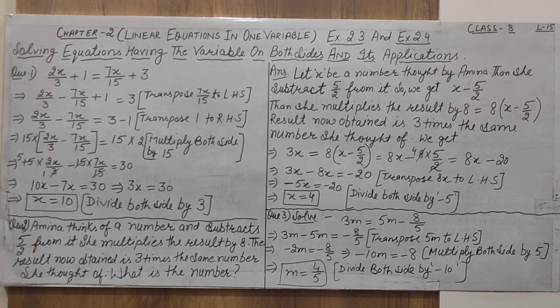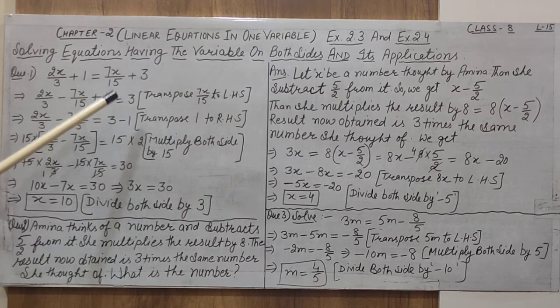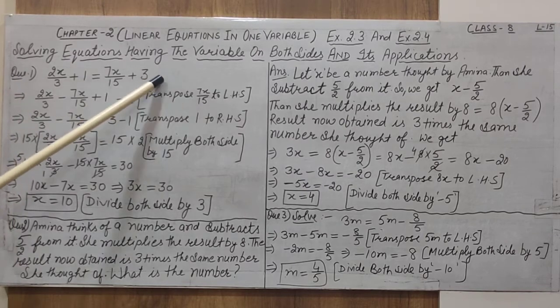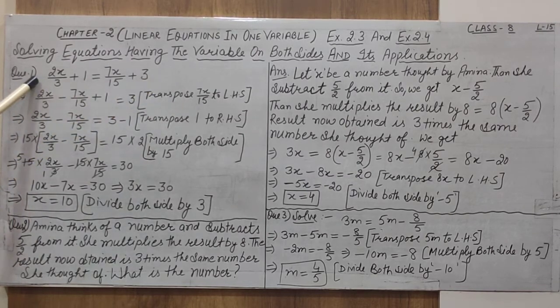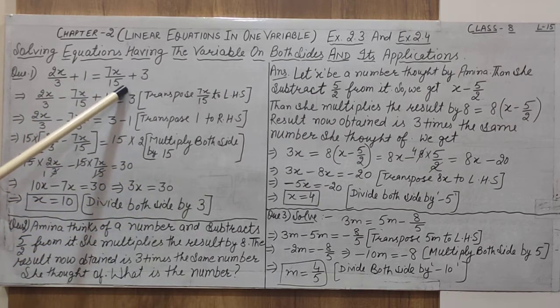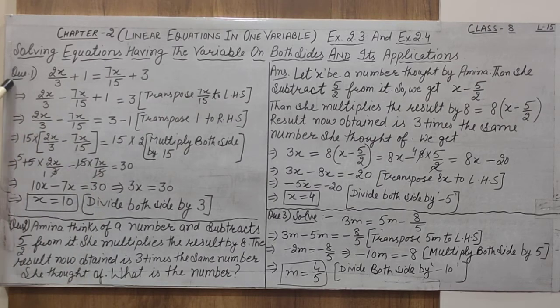As I told you, to solve equations in which the variable is on both sides, we have to give one side to the variables only. That is, either the left hand side or the right hand side must be given to the variables only. In this case, the variable and a constant are present in the left hand side, and a variable term and a constant are present in the right hand side. We have to give one side completely to the variable.